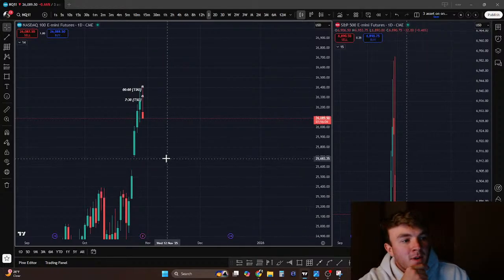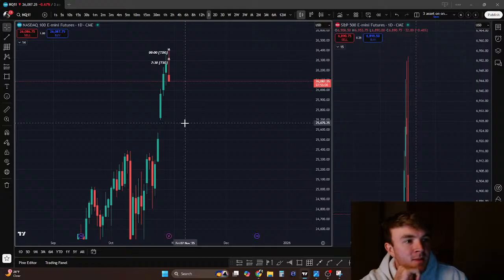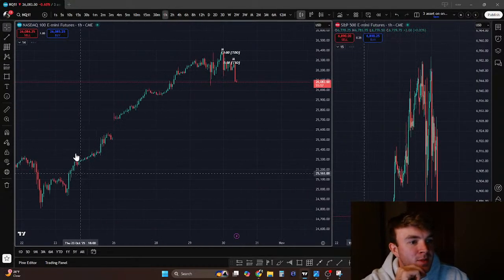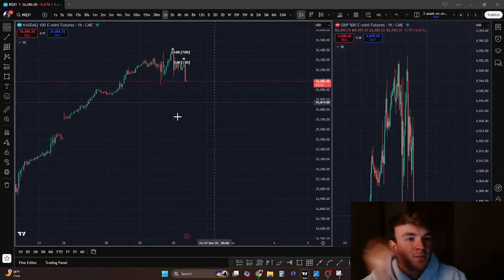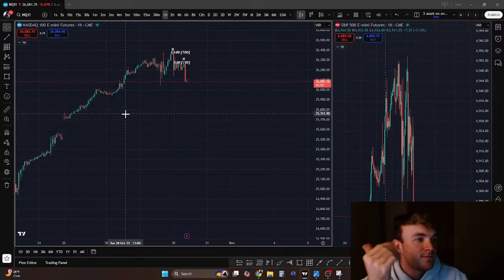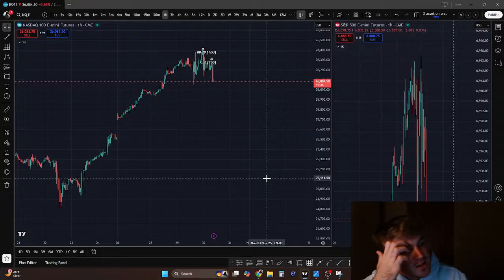Looking like that CRT could be starting here. This could end up being a very devastating CRT. Remember, we have RTH gaps below here and here. So if it wants to go fill those, it will mean business, and it likely will go fill those. We'll just have to see.